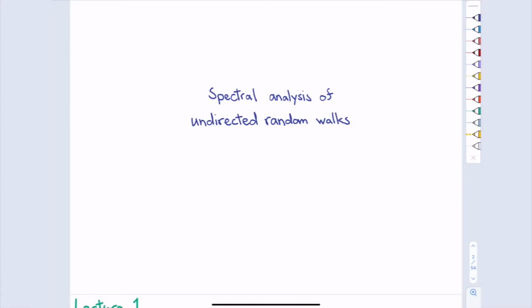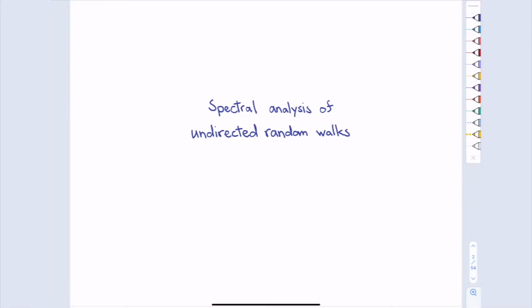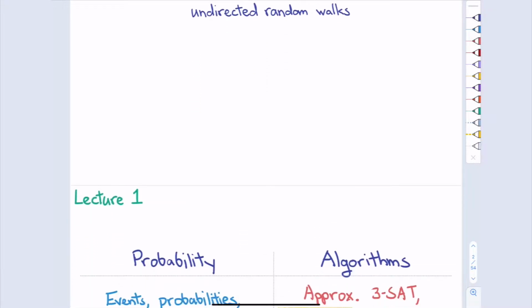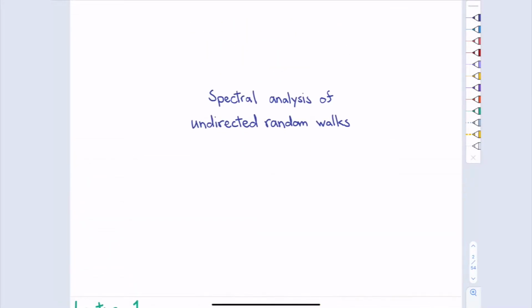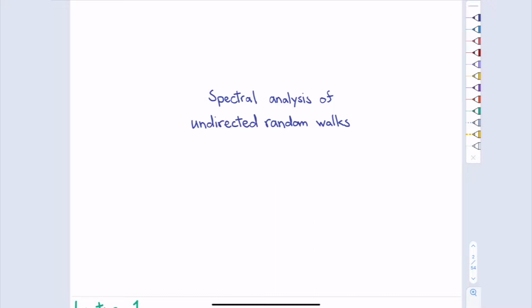All right, so today we're going to keep talking about random walks, especially in undirected graphs. Okay, everything looks okay.